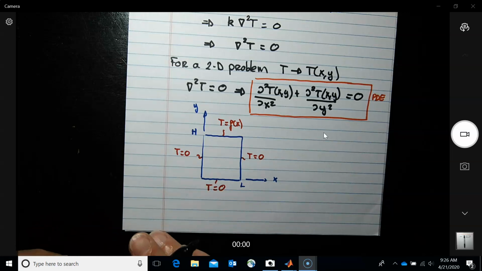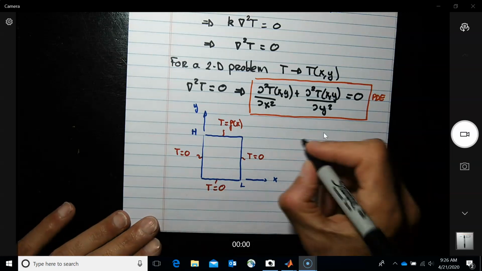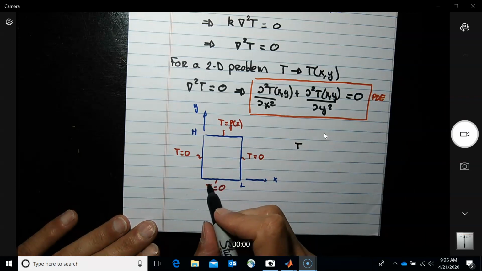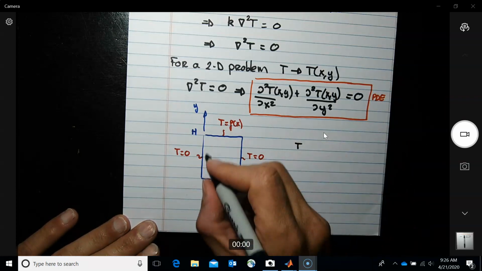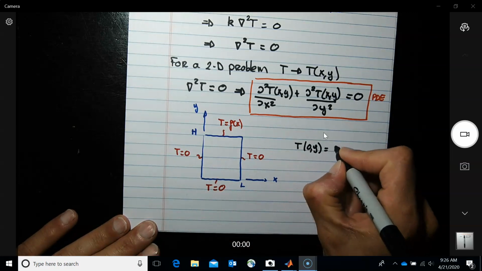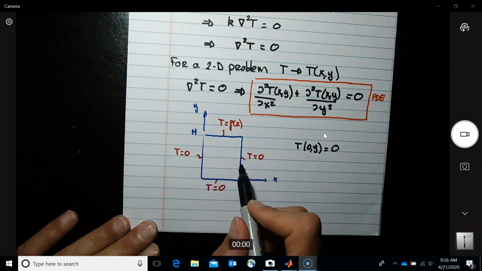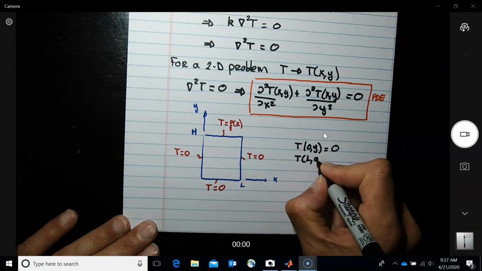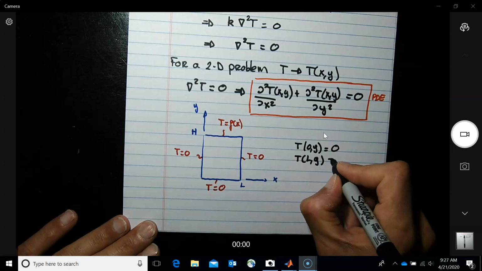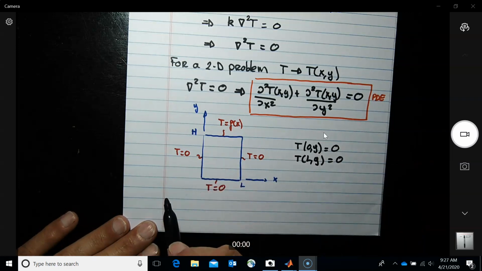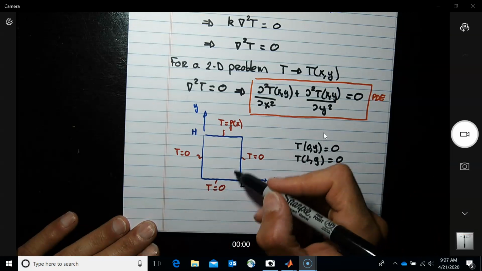So let's see, T of 0, so let's look at this one, will be T of (0, y) is 0. Did this one, now this one would be T of (L, y) is 0. So we did it on this direction, which is both of them are homogeneous. Now let's do it on this direction.